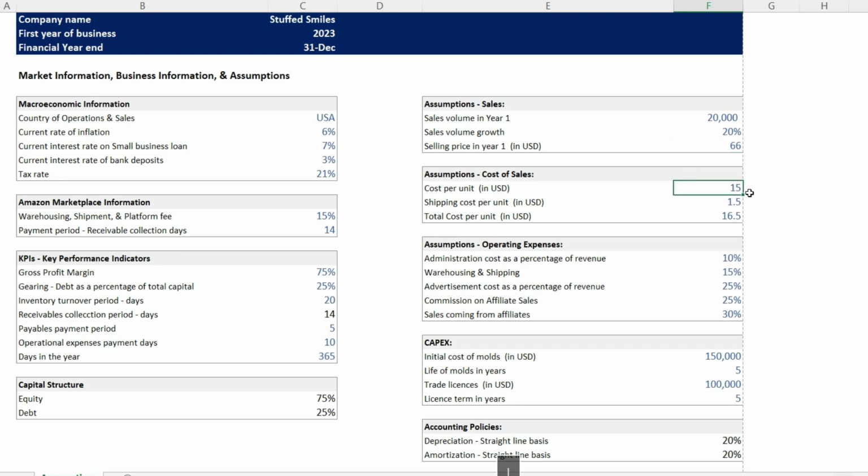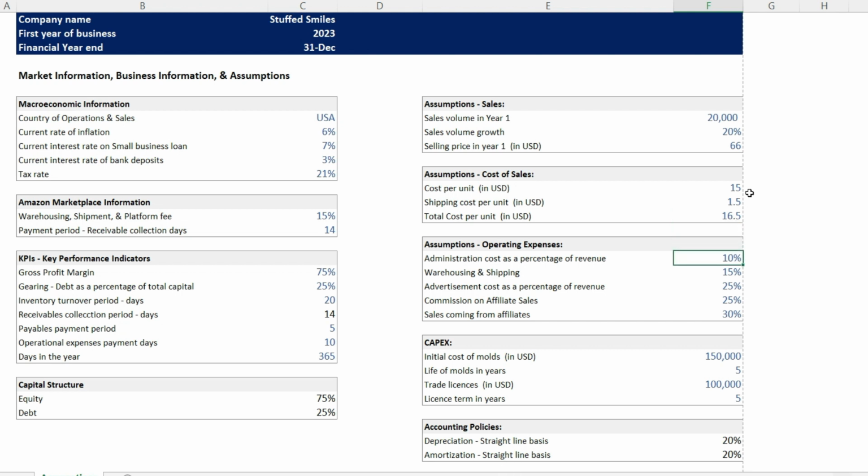About the cost of sales, the cost per unit in US dollars is $15, and there will also be shipping fees from China to USA, and that will be $1.5. So the total cost per unit that our business will be bearing is $16.5.